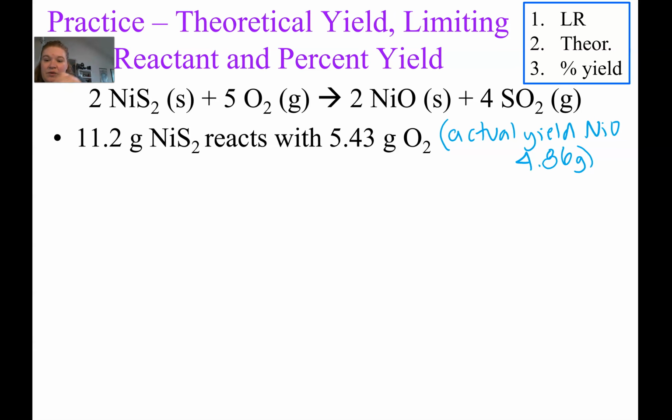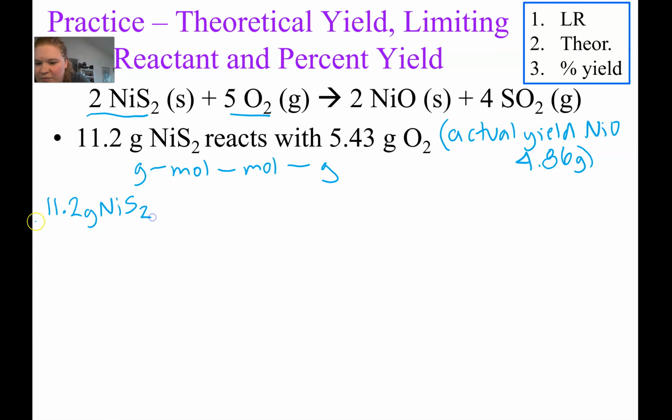So we know the masses of each of our starting materials. We're going to take those grams, convert them to moles of nickel oxide, and convert those into grams. So this is going to be kind of a long setup, but again, it's going to repeat itself. So I'll start with the nickel sulfide, really just because it's written first, no other reason. So I have 11.2 grams of NiS2.